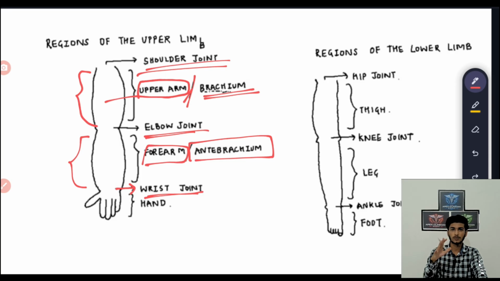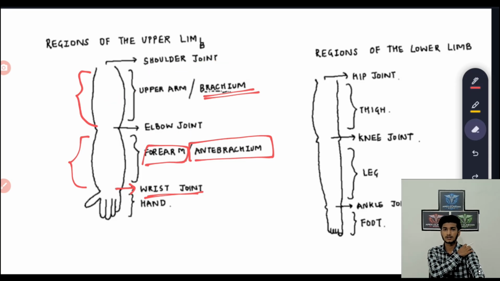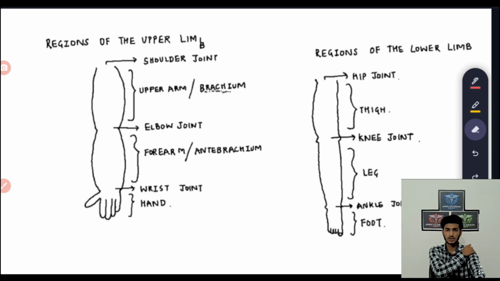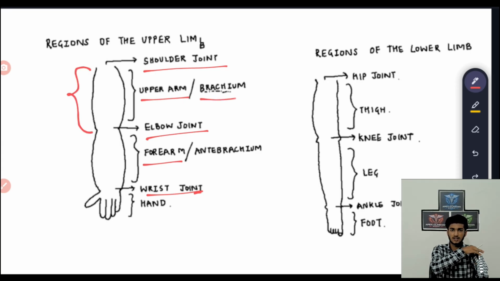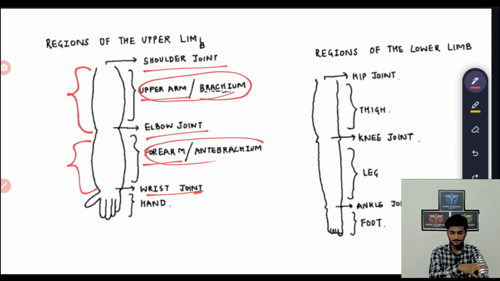I will revise it for you once again. This is the shoulder joint. This is the arm region. This is the elbow joint. This is the forearm region. This is the wrist joint. The region which is present between the shoulder joint and the elbow joint is called the arm region or the brachium. And the region present between the elbow joint and the wrist is called the forearm or antebrachium. And below the wrist joint, you can see a structure. This is called the hand.